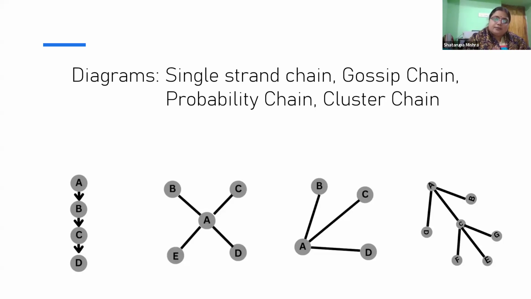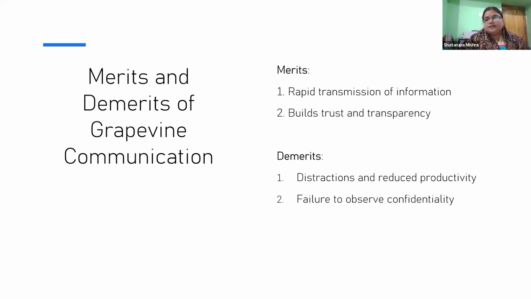All right. And all these kinds of communication are informal communication, but they will be related to the idea of organization in some way, and that is why it is grapevine communication. Okay. All right. Now we will talk about the merits and demerits of grapevine communication. What are the merits? Rapid transmission of information. Oh, gossip travels fast.